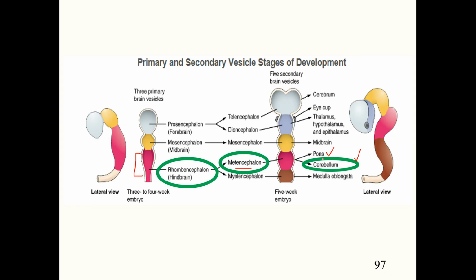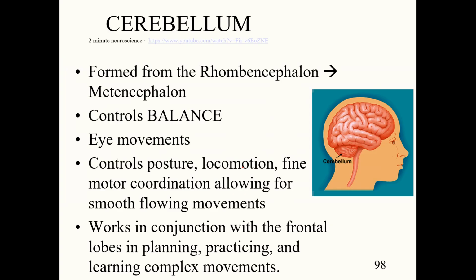If that's going to help you remember, the pons and the cerebellum are going to form from the same structure. But you do need to know the cerebellum is going to be formed from the metencephalon, which came originally from the rhombencephalon. Okay, so the cerebellum, again, I've got a 2-minute neuroscience video link there for you to watch. These little 2-minute neuroscience videos just help visualize what's going on a little bit better. So it formed from the rhombencephalon, which then turned into the metencephalon.